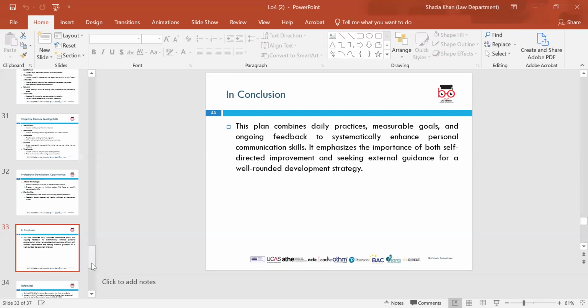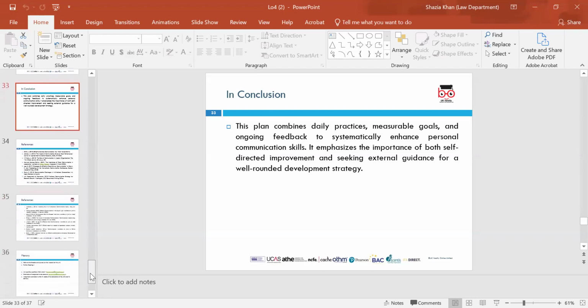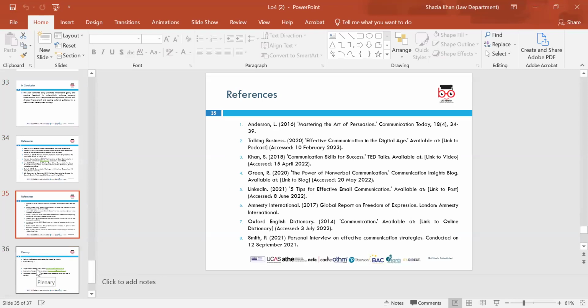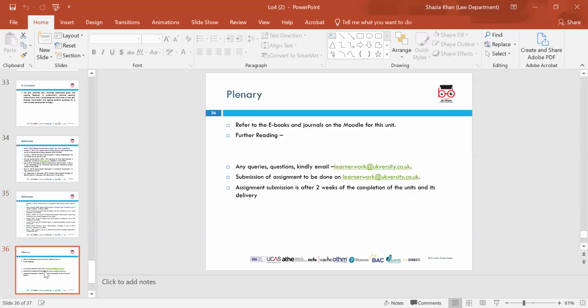So we've finished learning outcome 4 on business communication. These are the references that have been used for today's session. Also try to have a look at these references, as they will help you with your assignment. The plenary is to look at ebooks and journals on Moodle for this unit. There's further reading and additional sources on Moodle that you can go on.